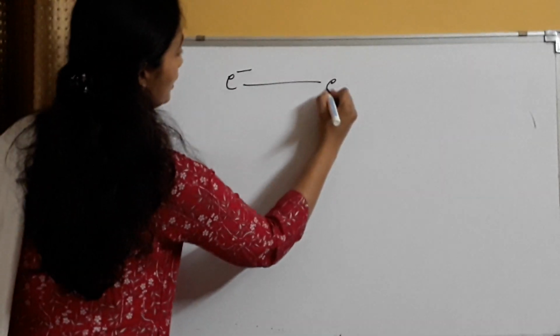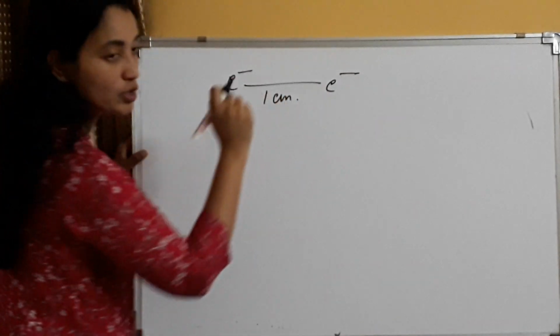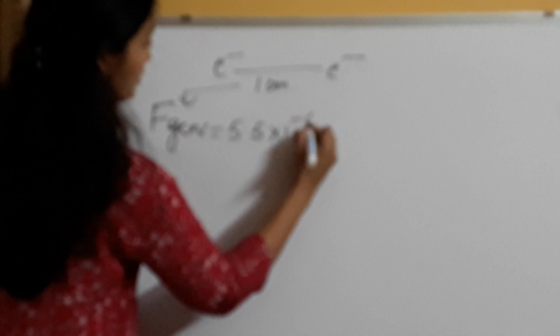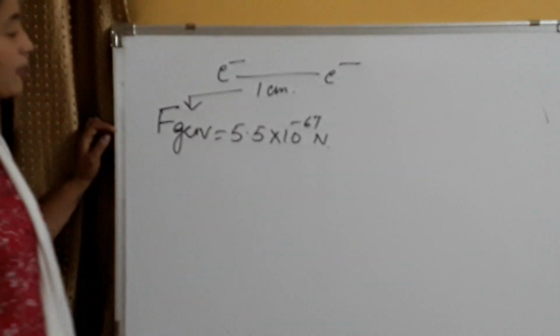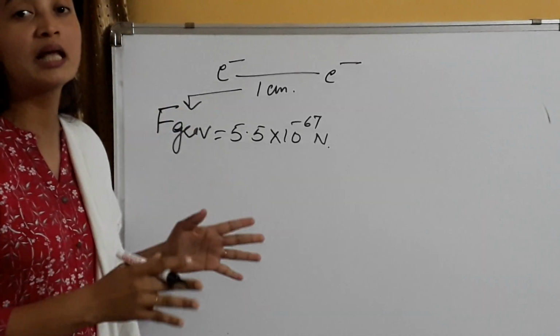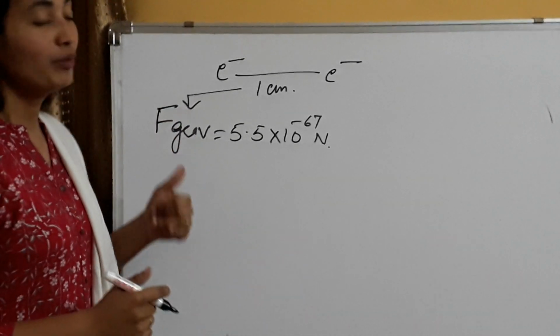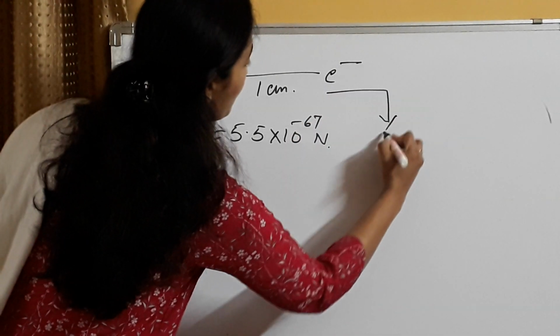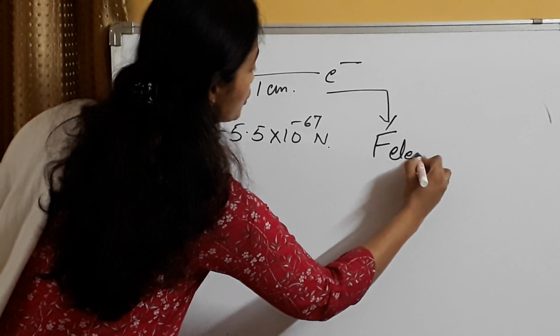With the advent of studies, again take these two electrons in a scaled down situation, where I've kept them at a distance of 1 centimeter. Now this F gravity, as I told you, has a magnitude of 5.5 into 10 to the power minus 67 newtons. As we have concluded, apart from this gravitational force, there is some other force which is making them repel each other. With the advent of studies, it was known that this force is electrostatic force.